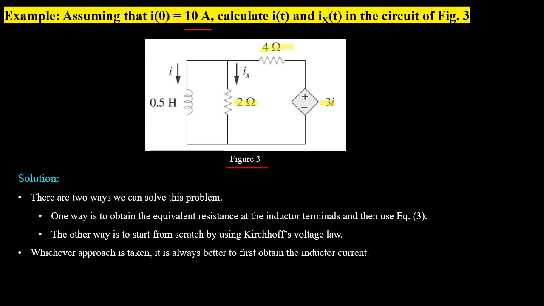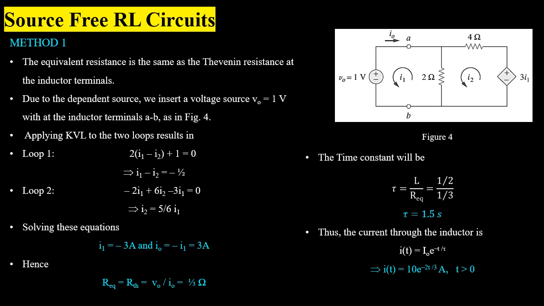The first one is to obtain the Thevenin equivalent circuit at the terminals of the inductor and then find the current through the inductor with the help of equation 3, or the other way is using Kirchhoff's voltage law. Now whichever approach is taken, it's always better to first obtain the inductor current. Now we will find the inductor current with the help of method 1, which is to find the Thevenin equivalent at the terminals of the inductor.